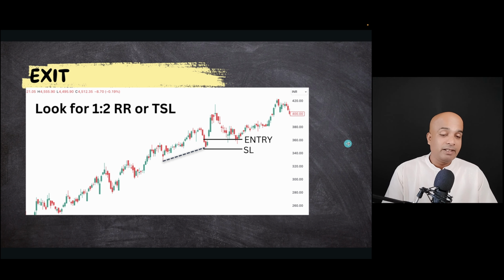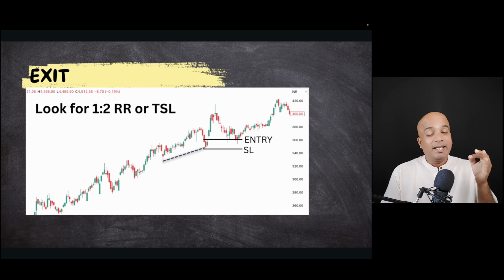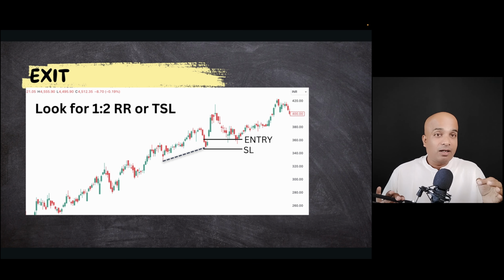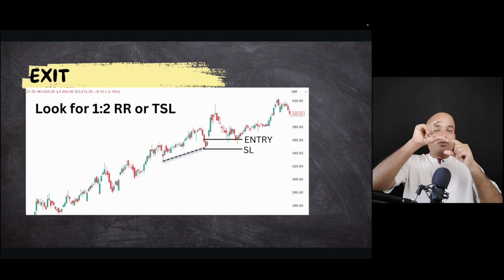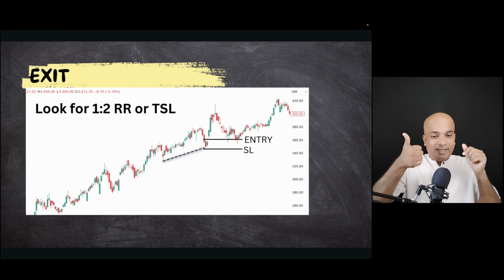Now exit. See, exit is always tricky, and nobody can come up with a proper exit or right exit, because nobody can exit at the top, right? It's almost impossible. So based on your mindset and personality, you should come up with your own exit technique. I would suggest one is a 1:2 risk reward. For example, if the risk is 10 points, you can place a reward of 20 points and exit when the price reaches 20 points on the upside. So this is one exit technique.